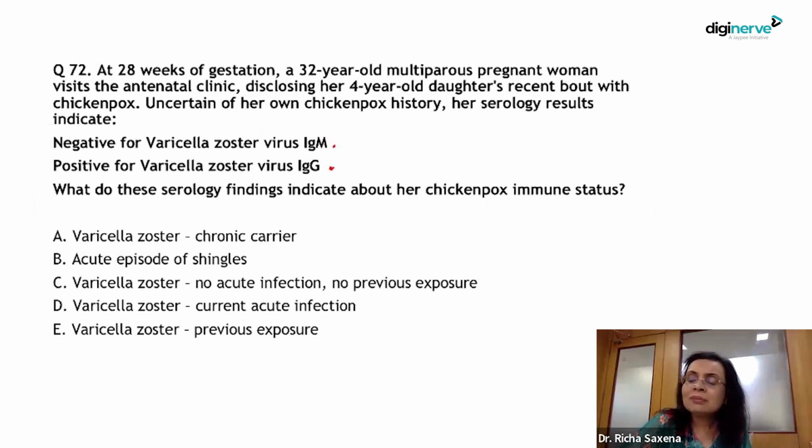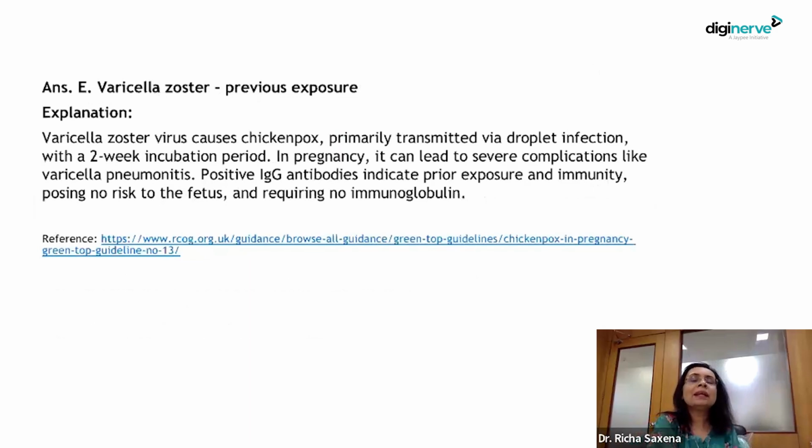If it is IgM, that means she was recently exposed and there are antibodies, because IgM is the first antibody which appears. And this is later replaced by IgG. So if there is presence of IgG, what does this indicate? That she had a previous exposure, which is not recent, because if it would have been a recent exposure, she would have had IgM antibodies. So she had an exposure sometime in the past, which has now resulted in formation of IgG antibodies.